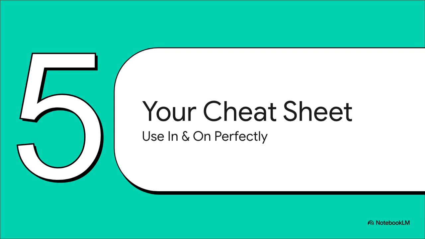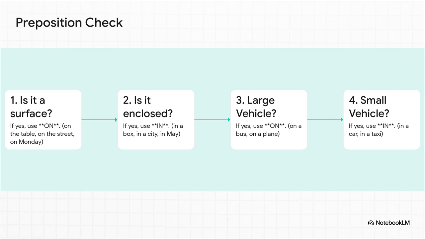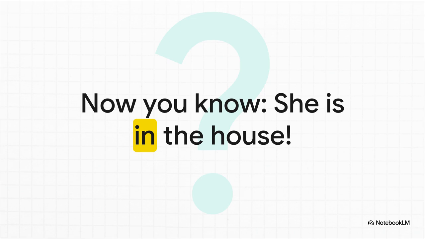Let's put it all together in a final cheat sheet that you can use anytime you're in doubt. So, the next time you're stuck, just ask yourself these simple questions. Is it a surface? Use on. Is it enclosed? Use in. Is it a large vehicle you can walk around on? Use on. Is it a small vehicle you just sit inside? Well, then use in. And there you have it. The key to mastering in and on is just remembering that simple idea of inside versus surface. So, to answer our very first question, a person is in the house because they are enclosed within its walls.